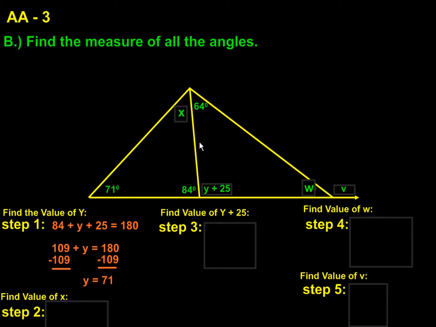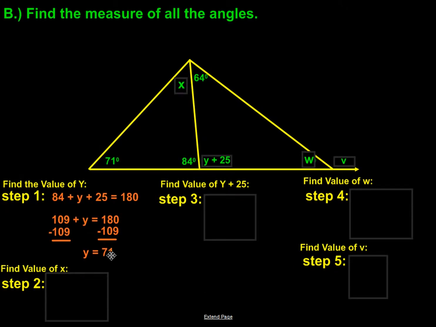which also allows me to find x, because now I can take these two pieces and use that and the fact that I know that every triangle is equal to 180 degrees to determine what x is. So I add 71 and 84, I get 155. I subtract 155 from the total amount of degrees in the triangle, 180, and that leaves me with 25 degrees. And I can put that in for x.